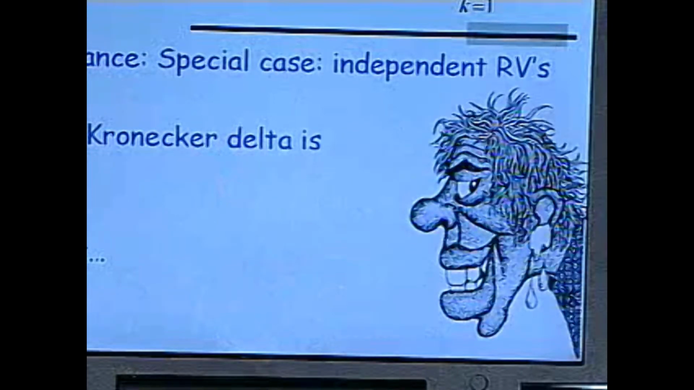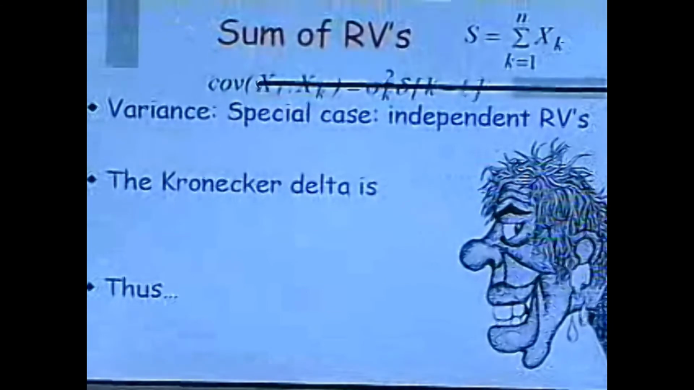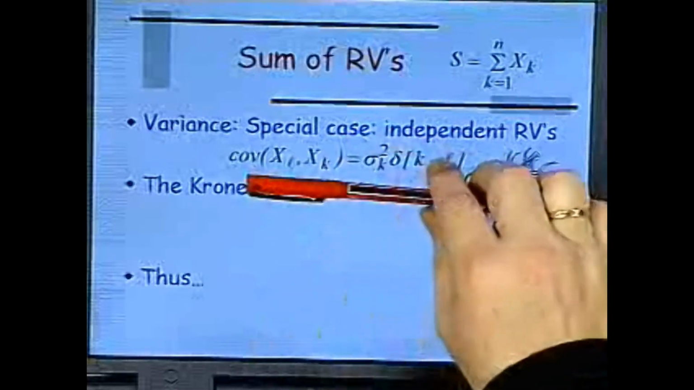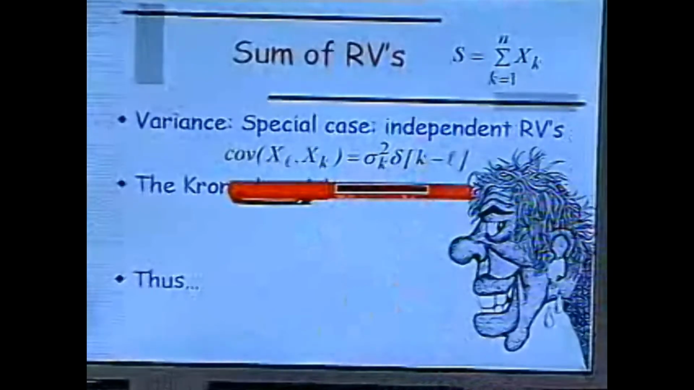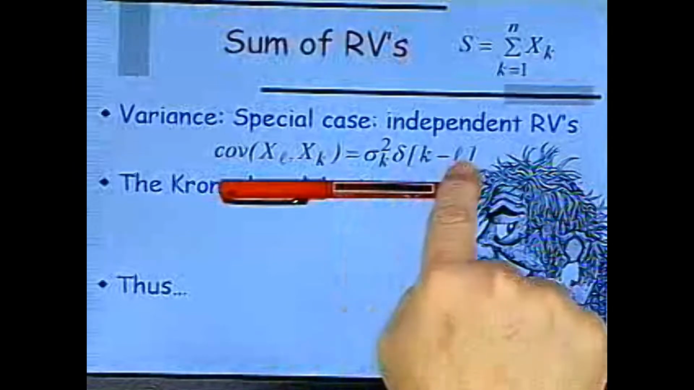Let's take a special case of independent random variables. Okay, independent random variables. The covariance matrix is equal to this. Let me elaborate what this means. Have we talked about the Kronecker delta here?